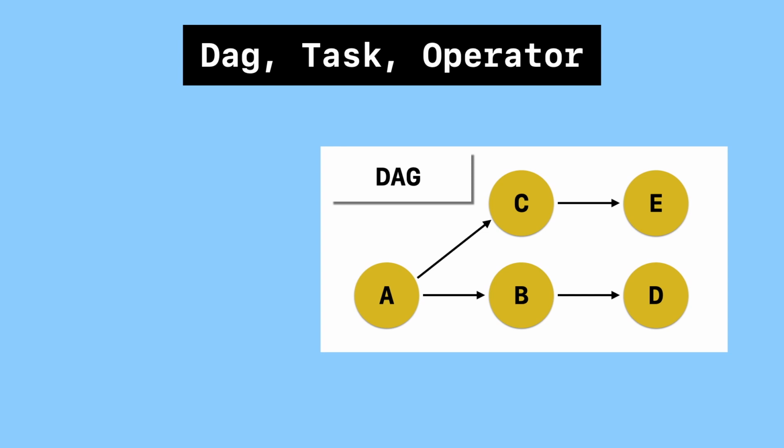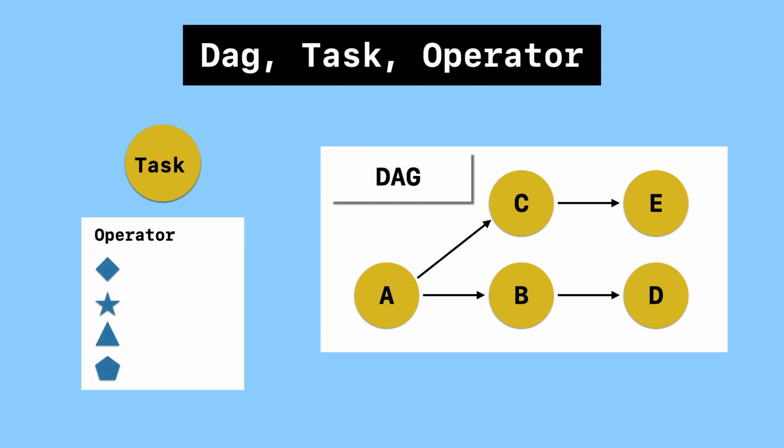A task is defined as a unit of work within a DAG, as shown in the example DAG. It is represented as a node in the DAG graph, and it is written in Python. And there's a dependency between tasks. For example, task C is the downstream of task A. Task C is also the upstream of task E. The goal of a task is to achieve a specific thing. The method it uses is called an operator.